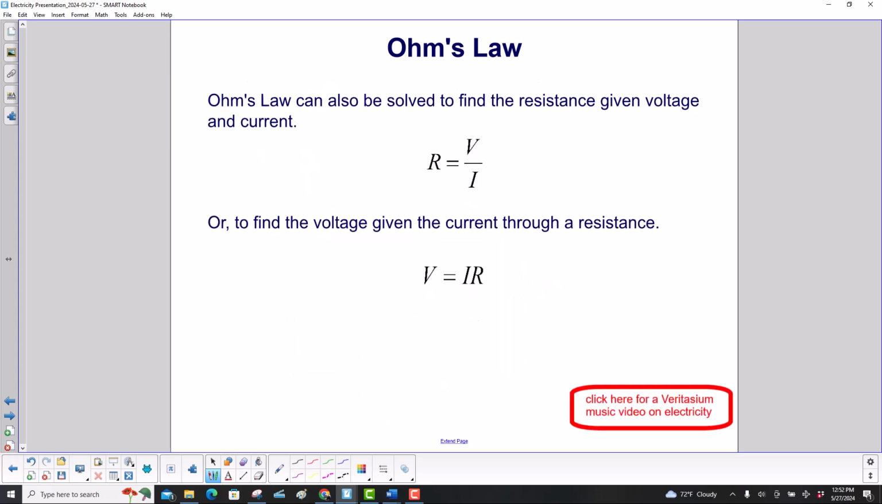Ohm's law can also be rearranged to find the resistance if you're given voltage and current. R is V over I, or if we want to find the voltage given the current through a resistance, V is I times R. And another video here on electricity.